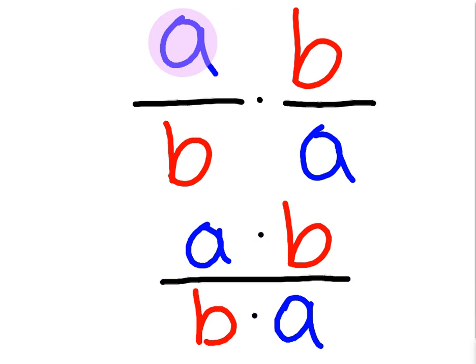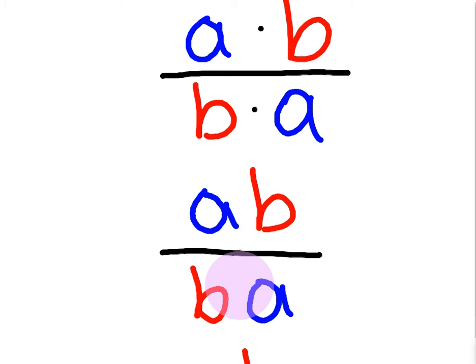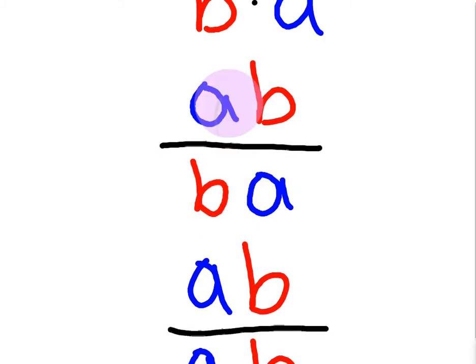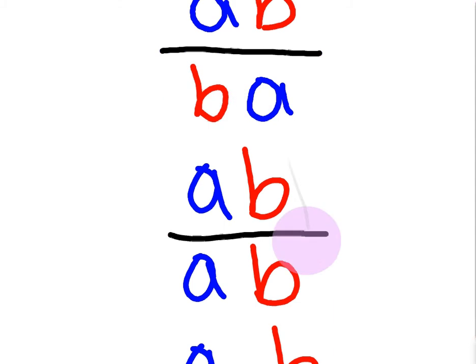Now, how does it work when you have two cancelizations? If you have a over b times b over a, that is going to become ab on top and ba on the bottom. And then we can switch the top or the bottom, it doesn't matter. We'll switch the bottom, so the bottom ba will become ab.